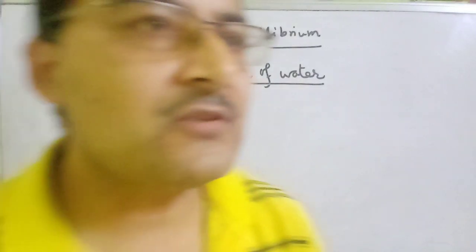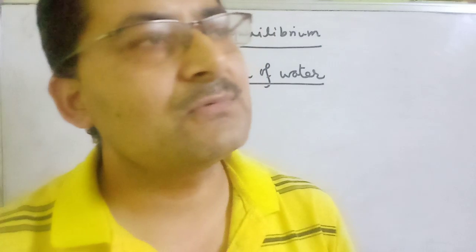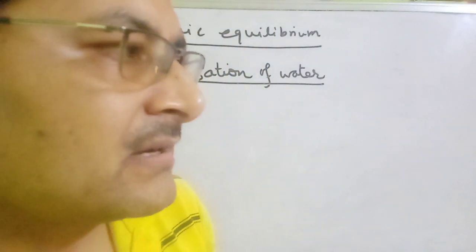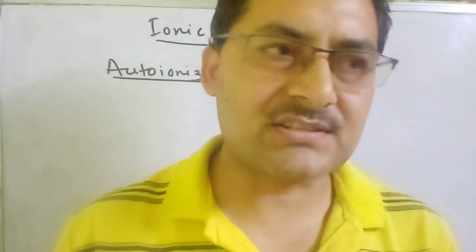Students, you might think that water is a very weak electrolyte, and how does it ionize? But water ionizes to a very small extent by itself. Ionization of water by itself to a very small extent and attaining equilibrium at a constant temperature is called autoionization of water.